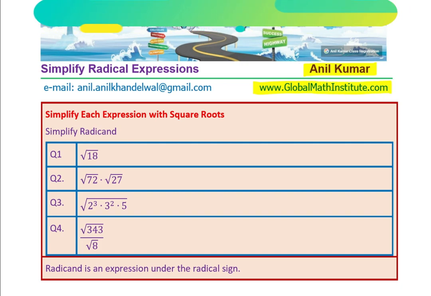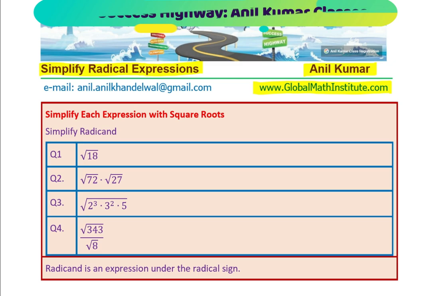In this video, we will understand how do we simplify radical expressions. We have 10 examples for you. Simplify each expression with square roots. Now, whenever you have expressions with square roots, we also call them surds. Basically, these are irrational numbers.